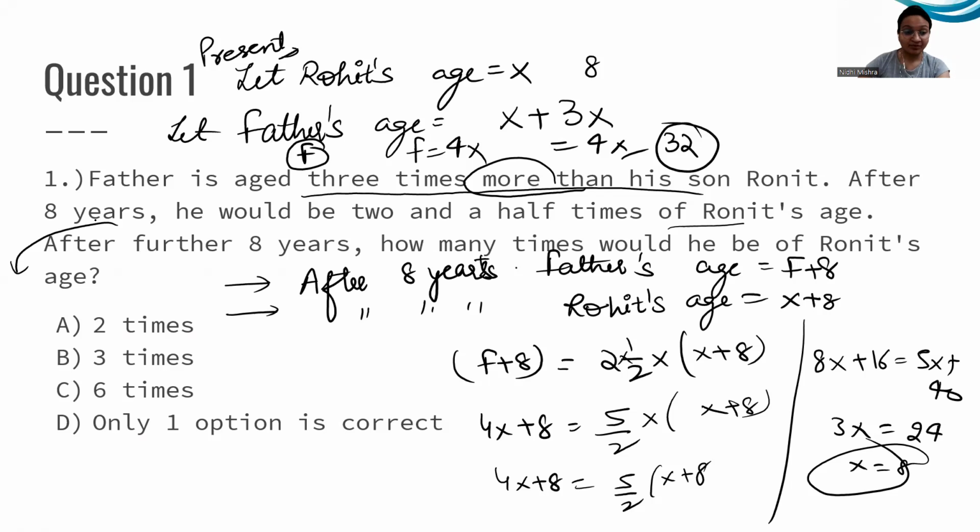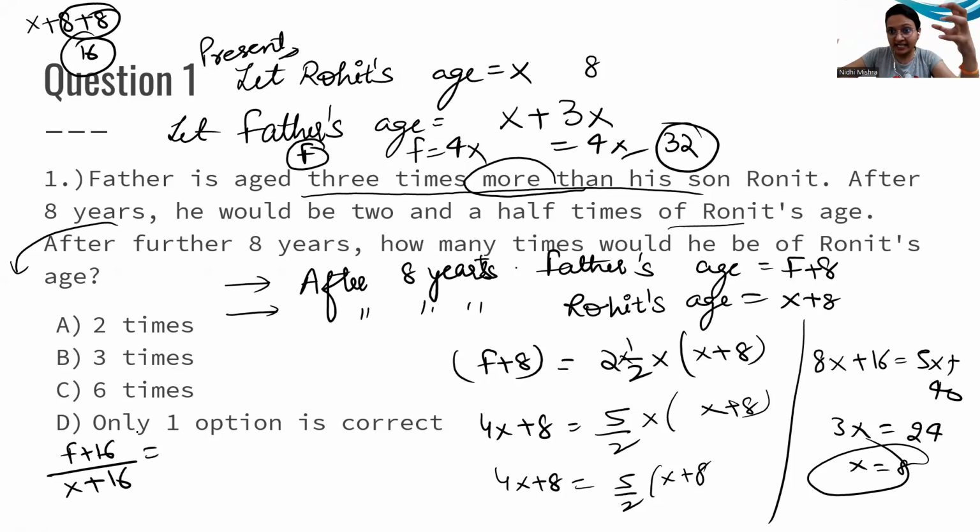These are present ages. So after further 8 years. After further 8 years means this is present age. Initially I did plus 8. After further 8 means 16 years of age. After 16 years, father's age will be f plus 16. Son Rohit's age will be x plus 16. So I want father's age, which is f plus 16, divided by Rohit's age, x plus 16. After further 8 years means 8 plus 8 is 16.